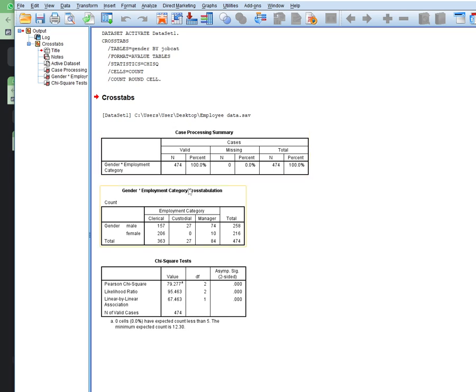The first table is on case summary, so there's no big deal about that. It's all about the distribution, how many participants are there. You can see 474. I think there's nothing much to explain here.